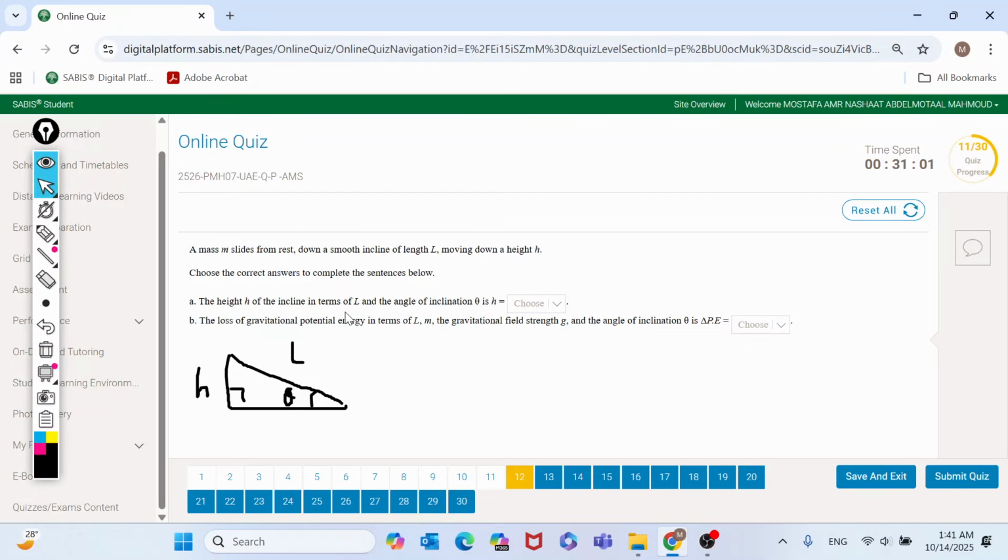The height h of the incline in terms of L. Okay, so we're gonna use sine because you have the opposite and you have the hypotenuse. So sine theta equals opposite, which is the height, over the hypotenuse, which is L. But they want it in terms of h. So you take L to the other side. It's gonna be L sine theta equals h.